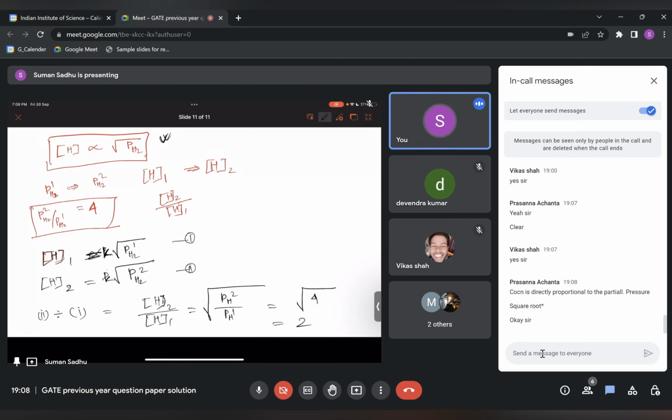Okay. So remember two important terms. One is constant temperature and the other is constant pressure. These two terms are important. And again, this term is also important: for diatomic gas only. It will not be proportional to the square root if the gas is not diatomic. Then it will be something else.